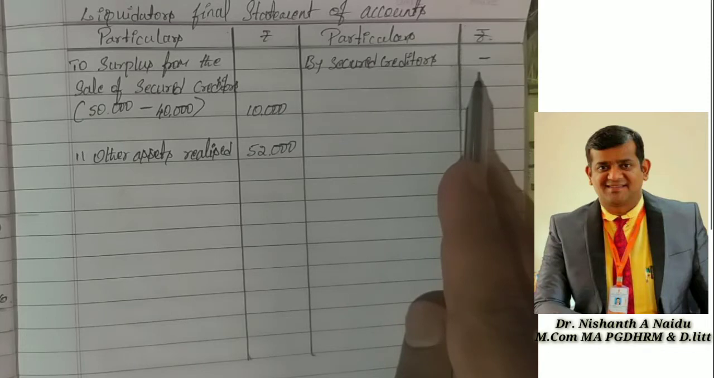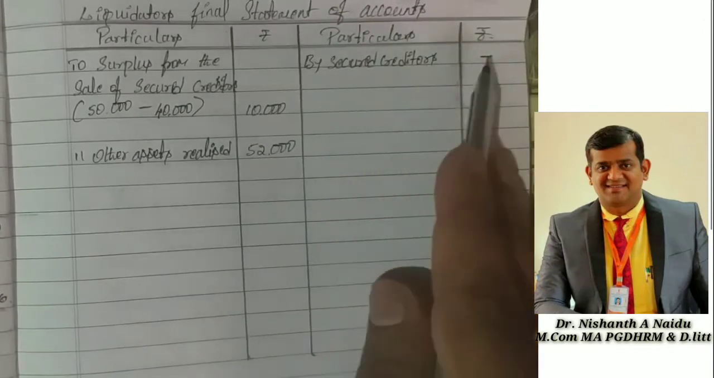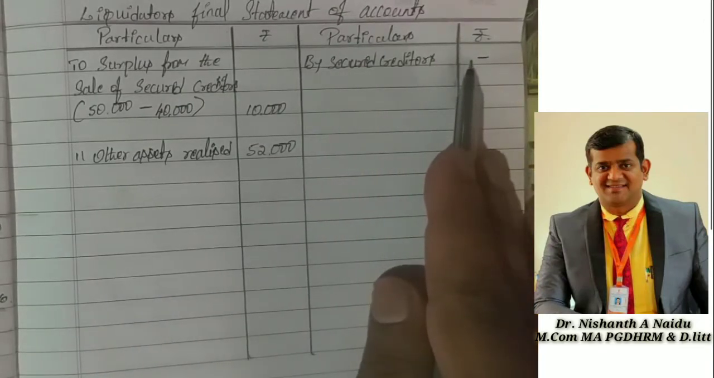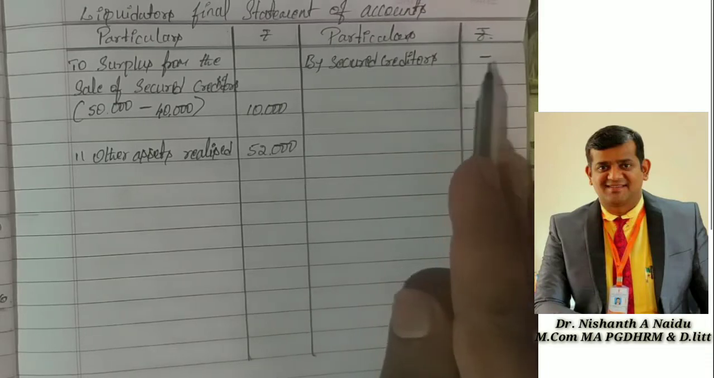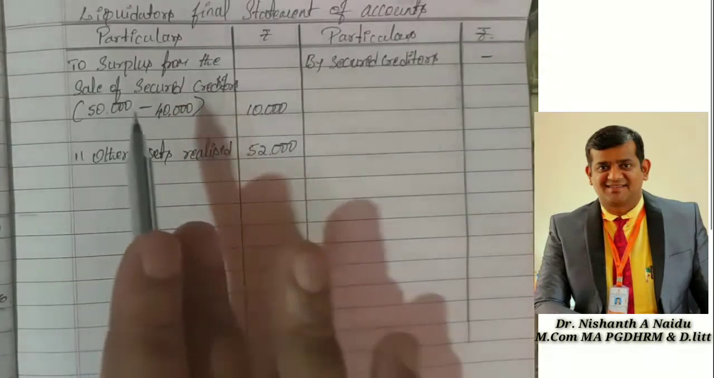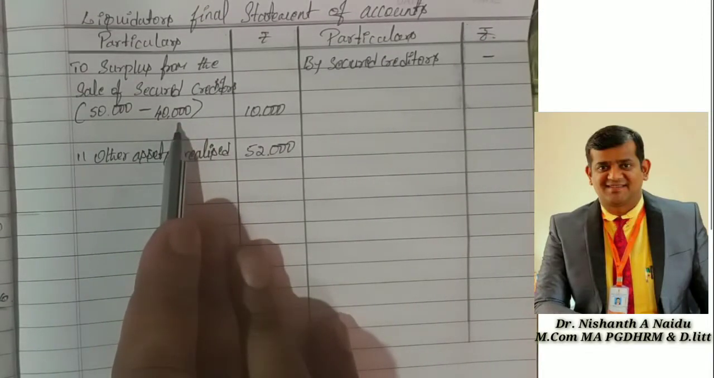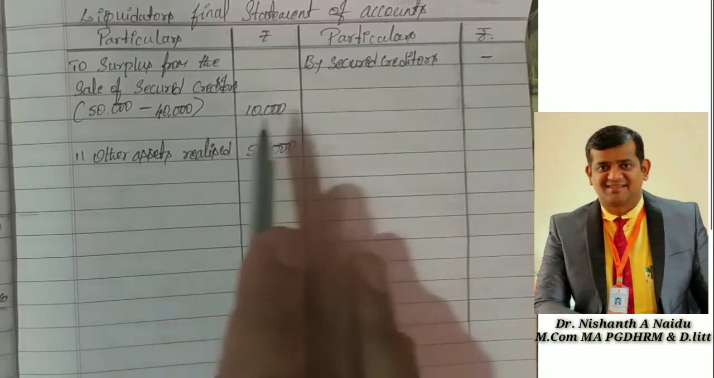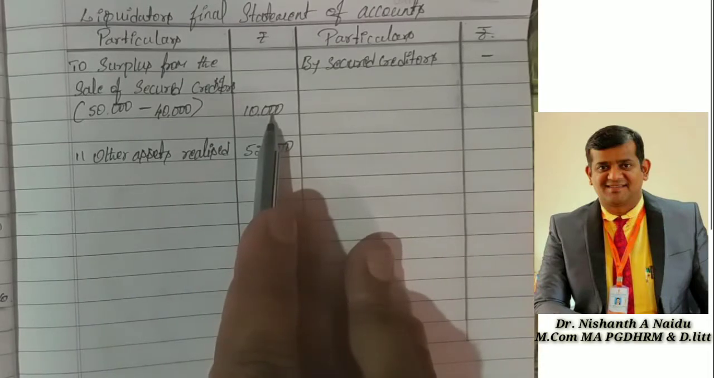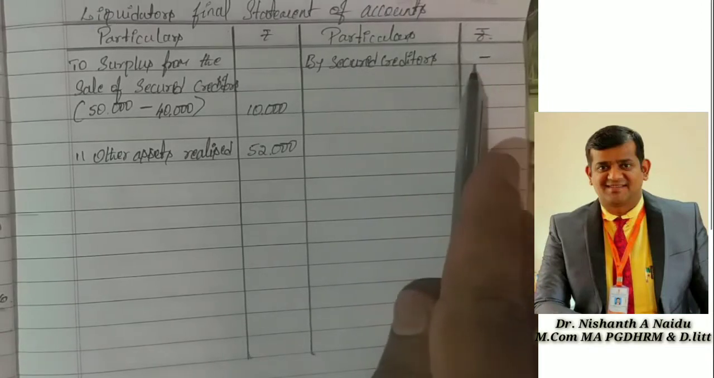Some other people, how they do it, they will show the sale of secured assets 50,000 here, and on the payment side they will show 40,000 for secured creditors. So let us not make any confusion over here. I didn't want to make it complicated, so I wanted to keep it simple. So we have sold the secured assets for 50,000 rupees and cleared the secured creditors' due of 40,000, so I have deducted that here. The left out amount I have written on the debit side of the table, and on the payment side, by secured creditors is nil.